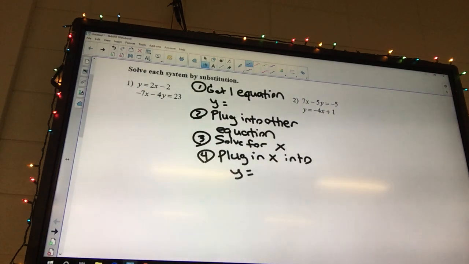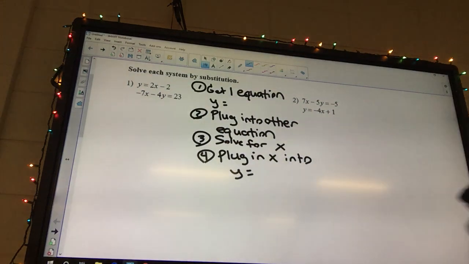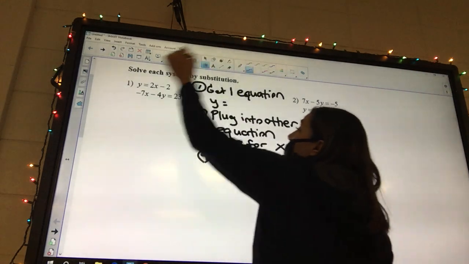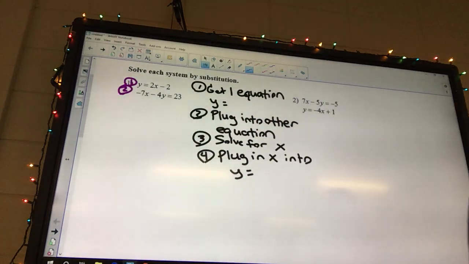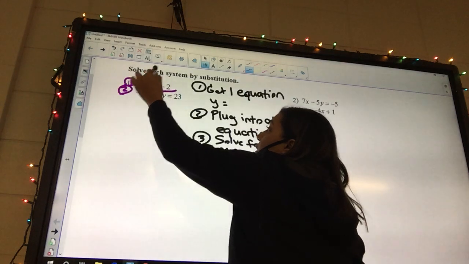Okay, so on the easier ones, on problem 1 and 2, when we did these problems, they were already solved. One of the equations was already solved for y equals, and in this case it is. Which equation is it, equation 1 or equation 2? Which one says y equals? Equation 1. Okay, so that is the one that we're going to circle.